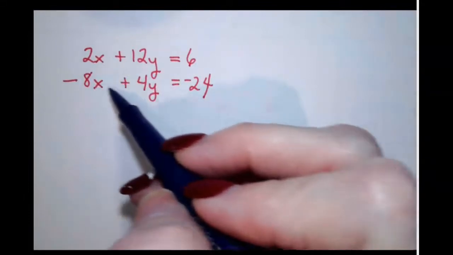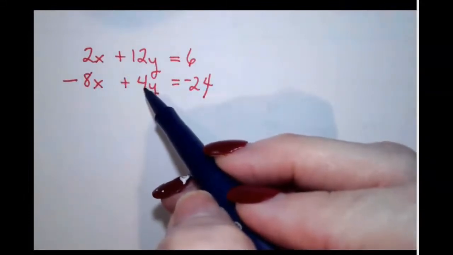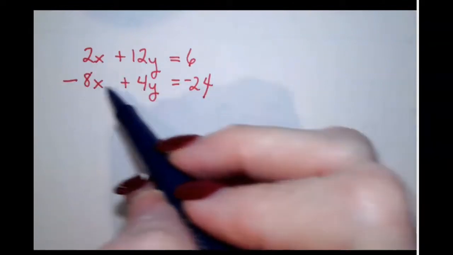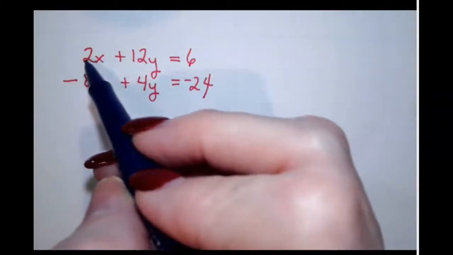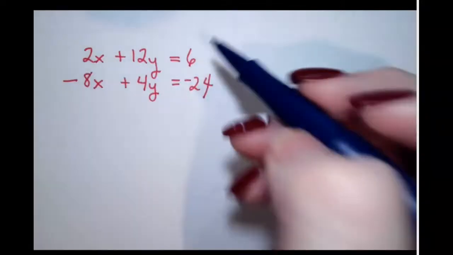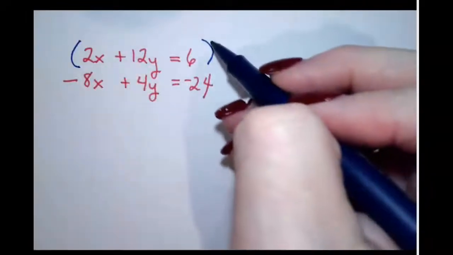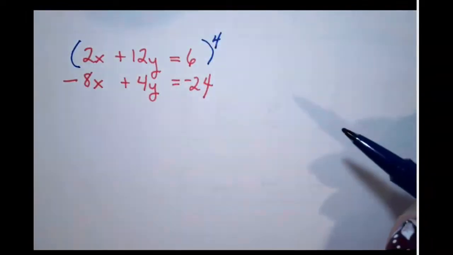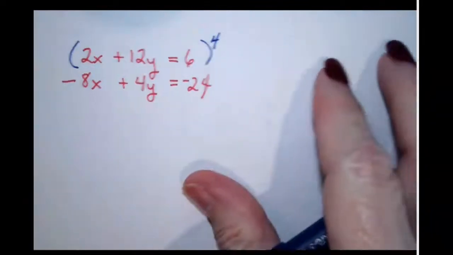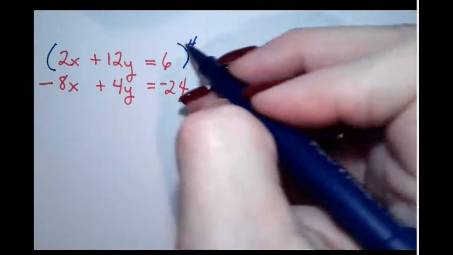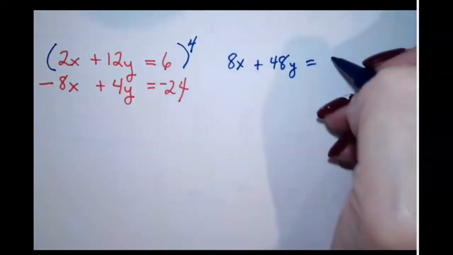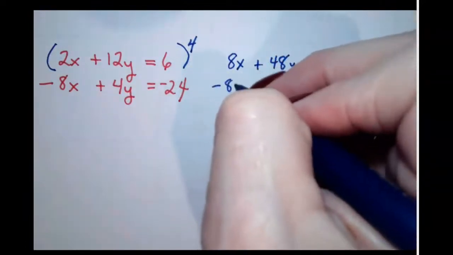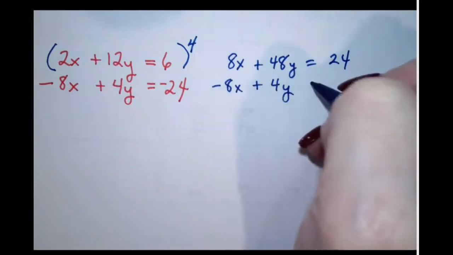Again, I could multiply the bottom one by 3, or maybe a negative 3, to eliminate y, or I can multiply the top one by 4 and eliminate the x. So I think we'll do the top one. We will multiply by 4. So my new equation is 4 times 2x is 8x. 4 times 12 is 48y. And 4 times 6 is 24. I write the other one down. I don't have to do anything to it.